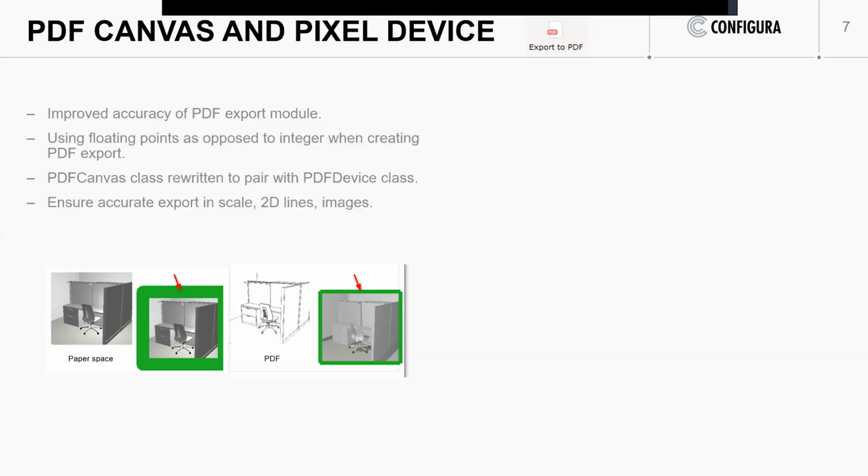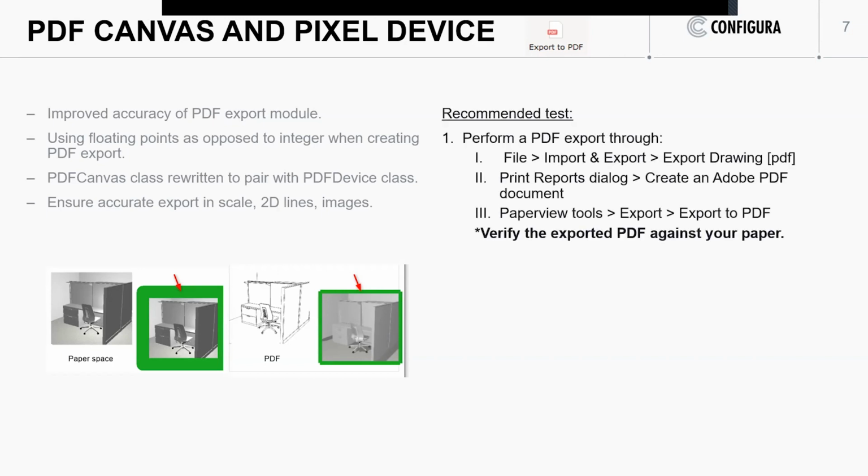All right, so to ensure no changes of behavior are introduced with this, we recommend the following test instructions. Perform a PDF export through one of the 3 ways below. The first one is through File, Import and Export, and then Export PDF, Export Drawing, and then export it to PDF.